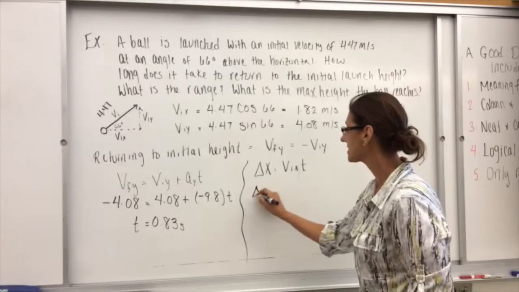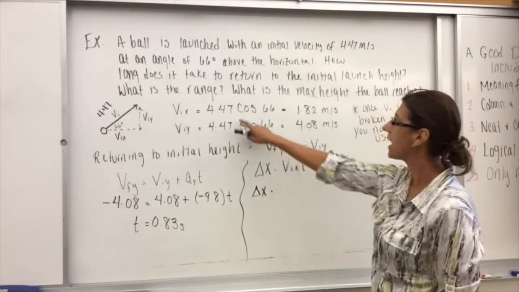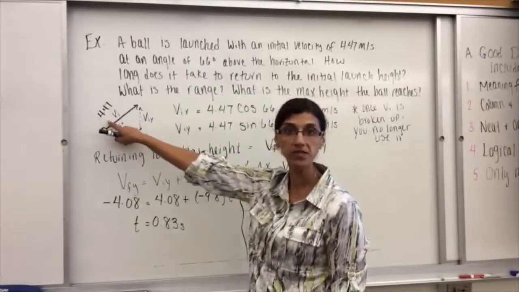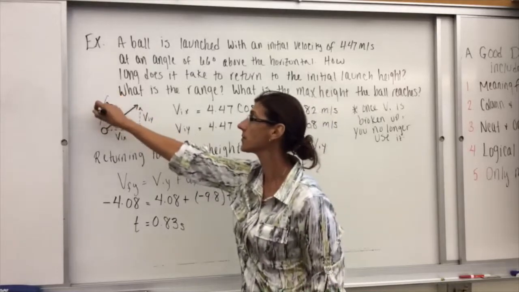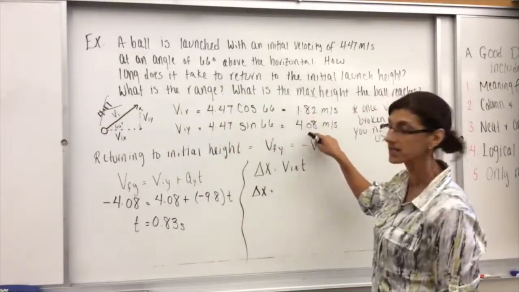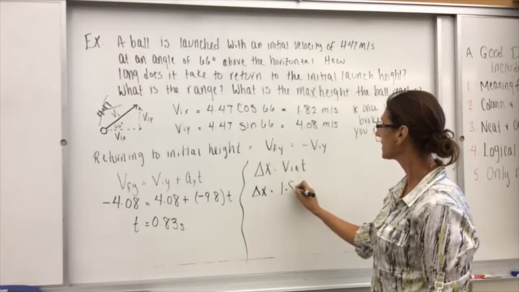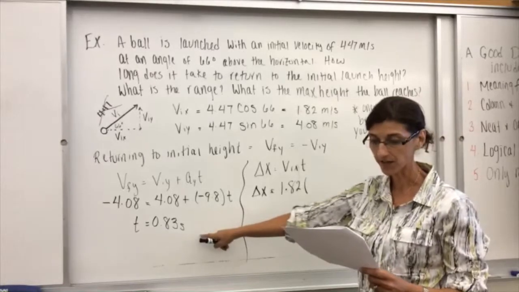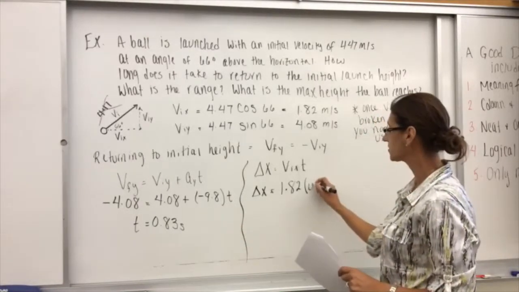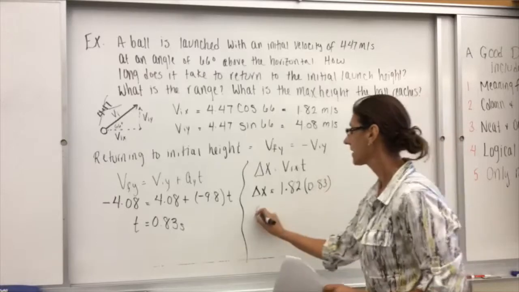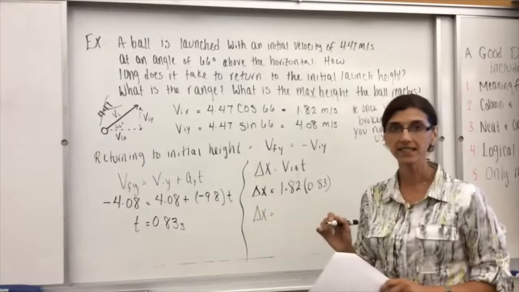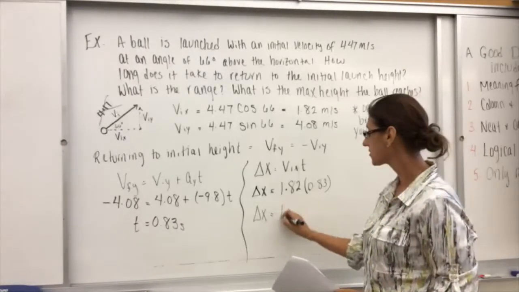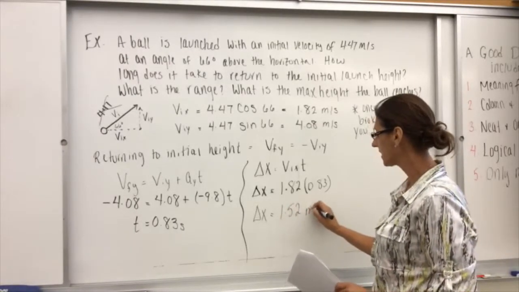So in this case, delta x equals, my v initial x is right here, 1.82. A lot of students make the mistake and they use 4.47. Remember, we no longer use this number because we've broken it up into its components. So I'm going to use 1.82 as my v initial x. And now that I found the time here, I'm going to use that time, 0.83. And hopefully you're doing the calculations by pausing and getting an answer and then comparing it to mine. So this will be 1.52 meters.